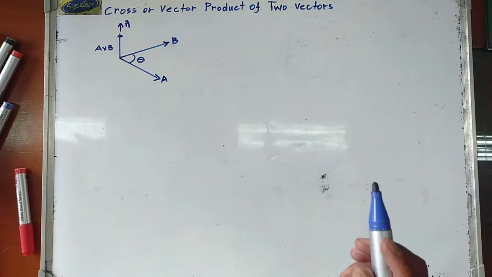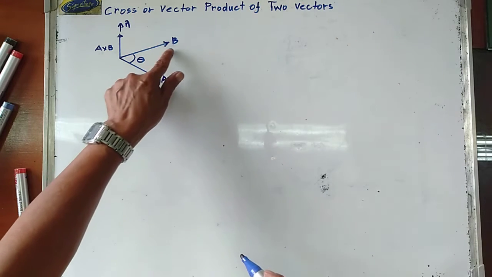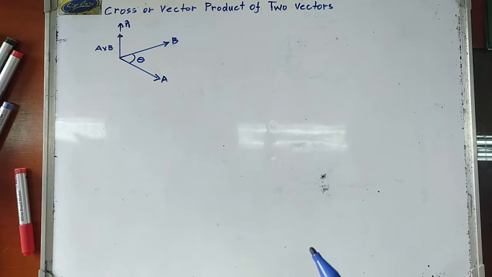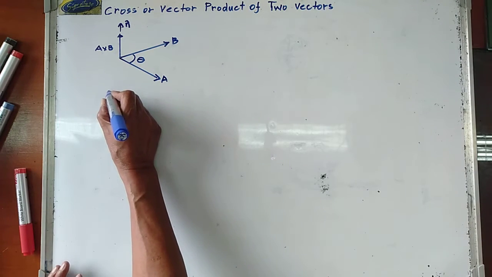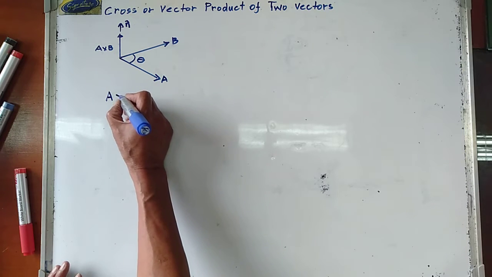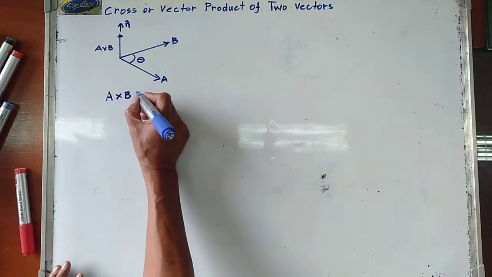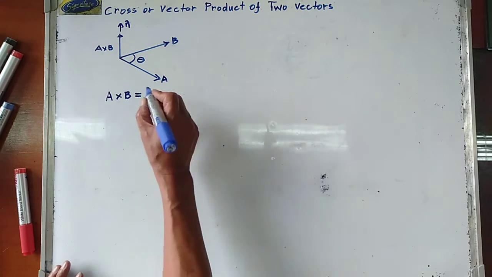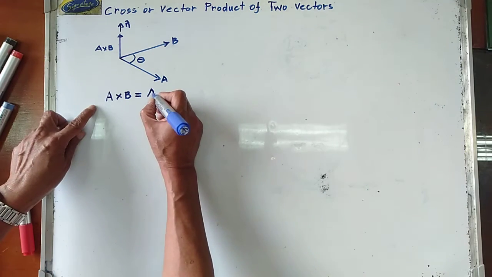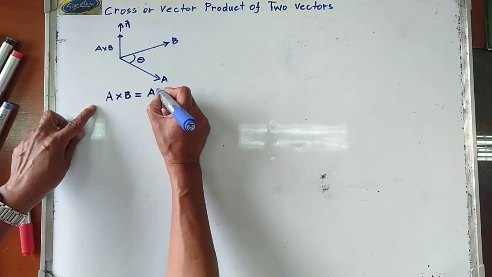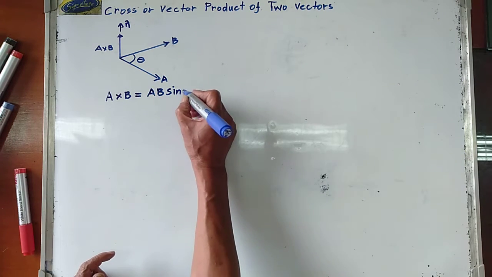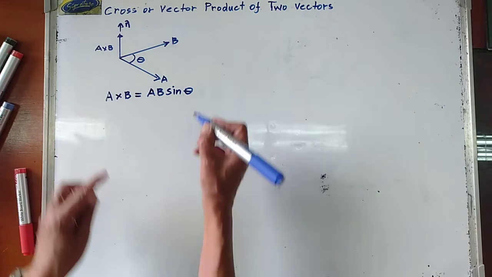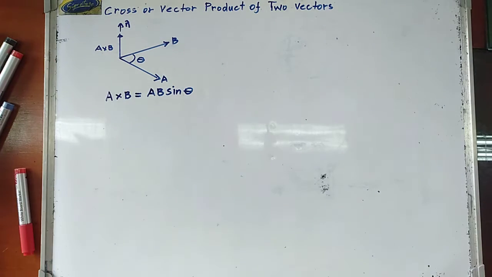The cross product of two vectors, A and B, is defined as the product of their magnitudes by the sine of their included angle. So if you are going to get A cross B, these are the two vectors, so this is equal to the magnitude of vector A multiplied by the magnitude of vector B, sine of the included angle. And the included angle here is equal to theta.